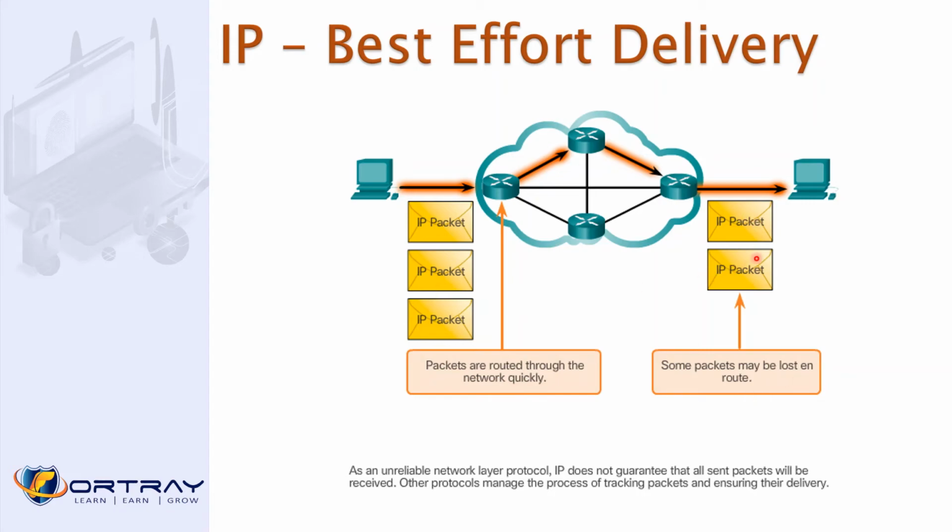As an unreliable network layer protocol, IP does not guarantee that all the packets will be delivered. Other protocols manage the process of tracking packets and ensuring data delivery. The upper layer is responsible for reliability or unreliability, right?